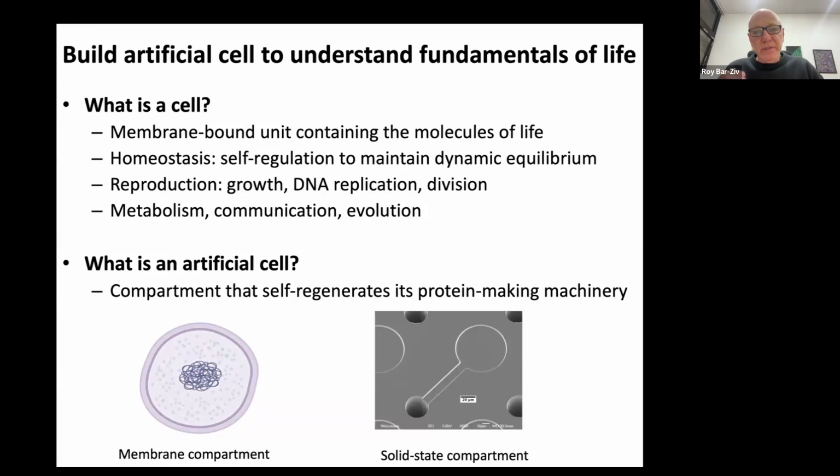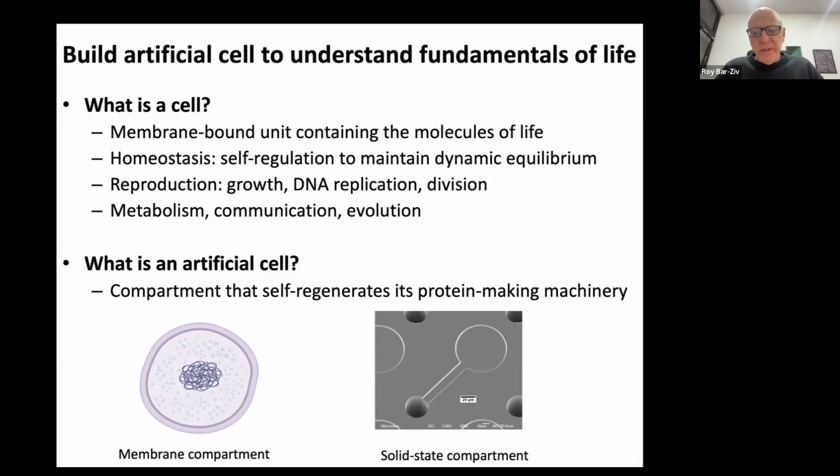To build an artificial cell, for many of us, is to understand the fundamentals of life by building. And the question is, what is a cell? It has probably many basic definitions, but we would all agree that it is a membrane-bound unit which contains the molecules of life, capable of maintaining homeostasis, i.e. self-regulating to maintain dynamic equilibrium, to reproduce, grow, replicate the DNA and divide, and to carry out metabolism, communication, and evolution. So that's the definition of a cell.